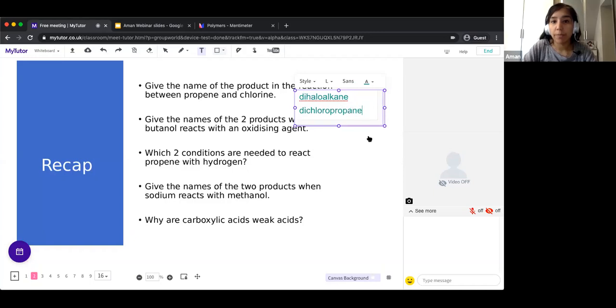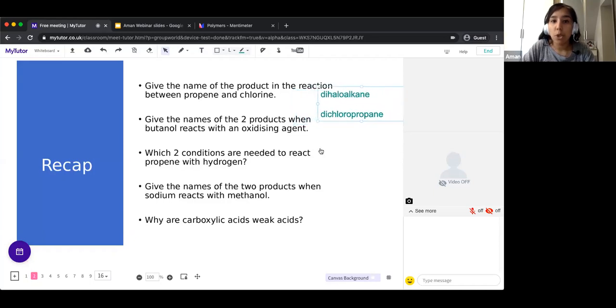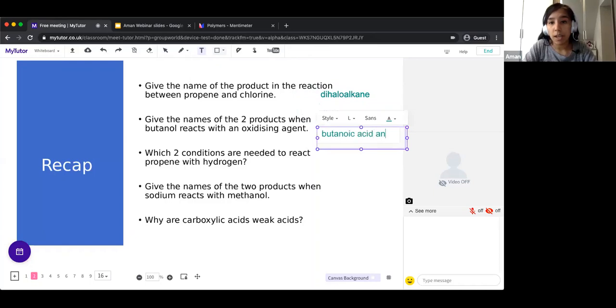Dichloropropane. So well done. The next question is asking for the two products when butanol reacts with an oxidizing agent. So butanol is an alcohol, and when it reacts with an oxidizing agent, what do we think is formed? Excellent, so I've had a couple of correct answers. Butanoic acid and water. So butanoic acid is a carboxylic acid. So butanoic acid and water.